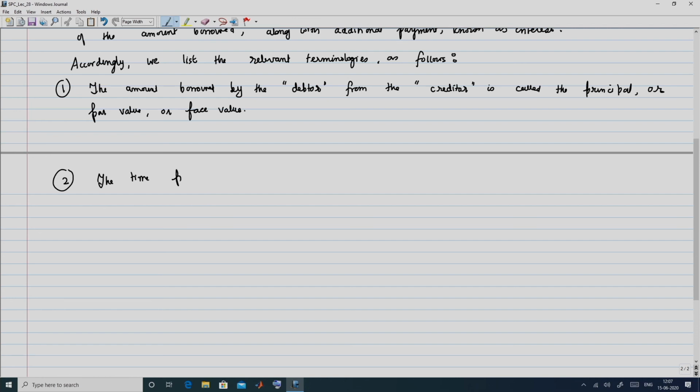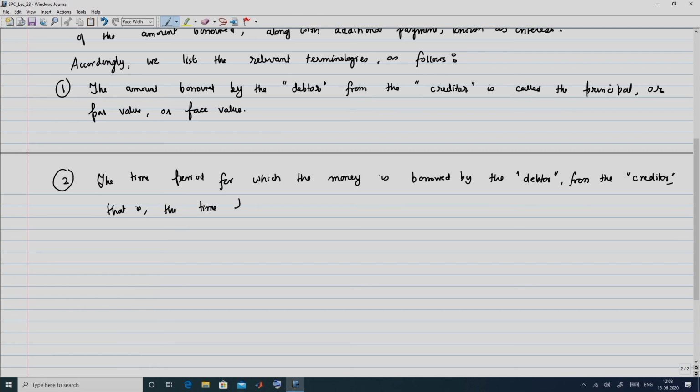So, the time period for which the money is borrowed by the debtor from the creditor, that is the time period of the bond, is called the maturity of the bond.